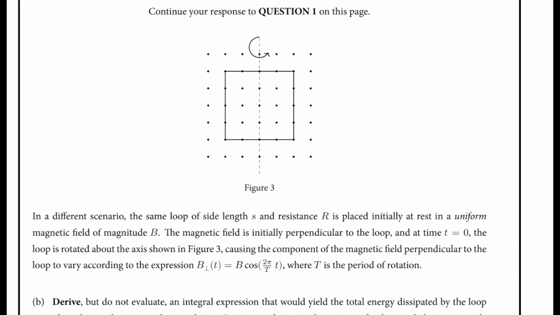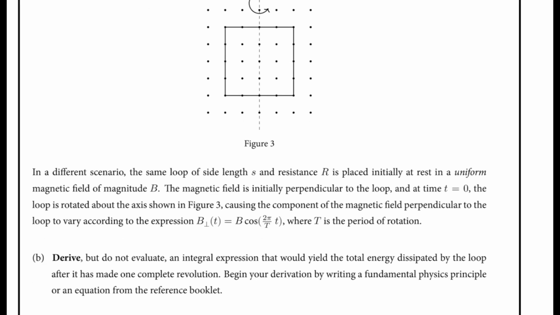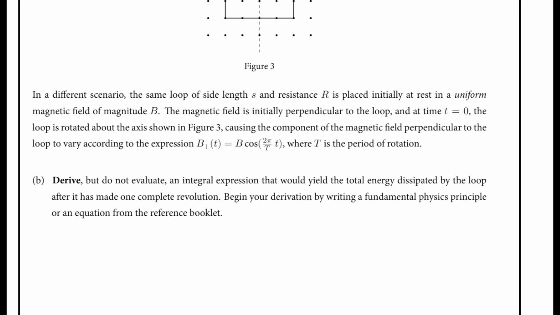And now part B is always unrelated, but somehow connects to the original scenario. It doesn't depend on anything else, though. In a different scenario, the same loop is placed at rest in a uniform field that's initially perpendicular, but then you rotate the loop such that the component of B piercing the loop varies according to this cosine function. So we are going to derive, but do not evaluate, an integral expression that would yield the total energy dissipated after 1 revolution.